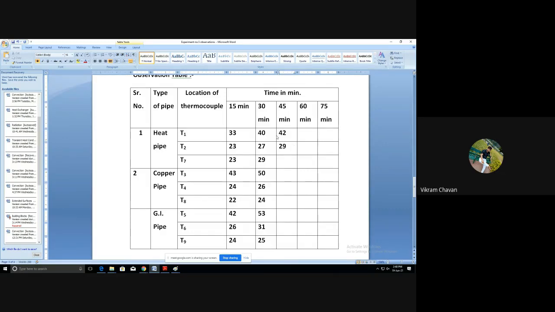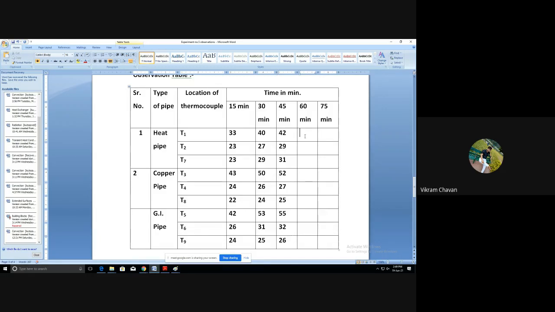T2 29, T7 31, T3 52, T4 27, T8 25, T5 55, T6 32, and T9 as 26.